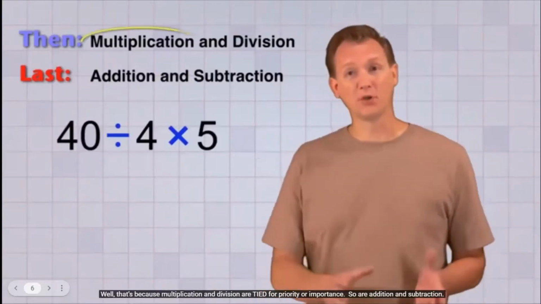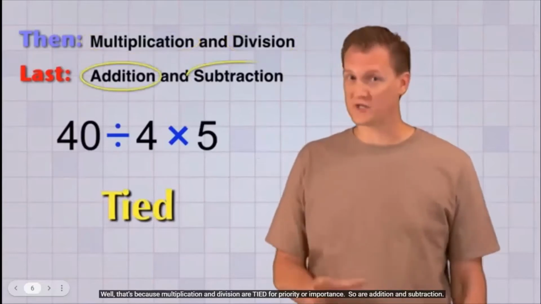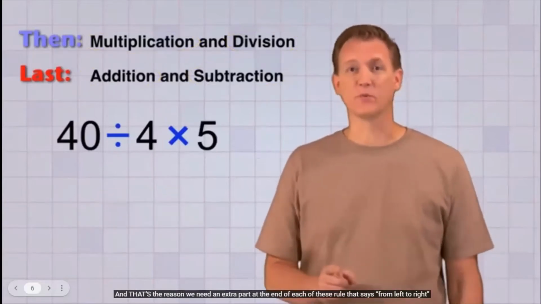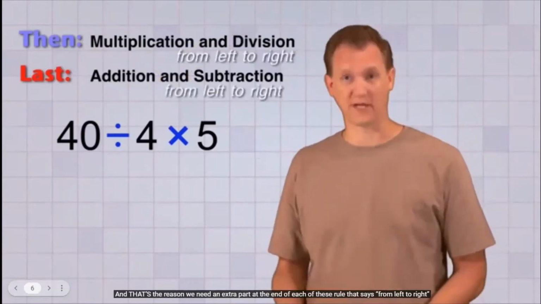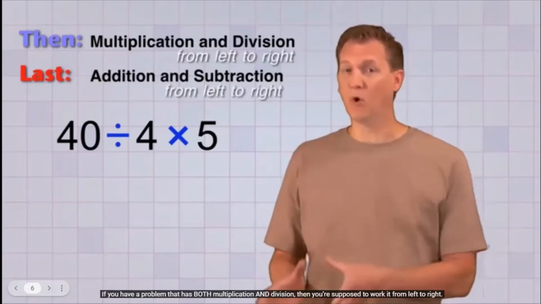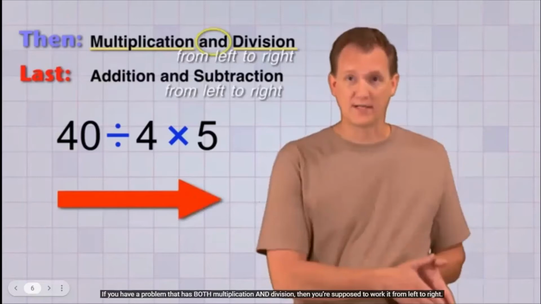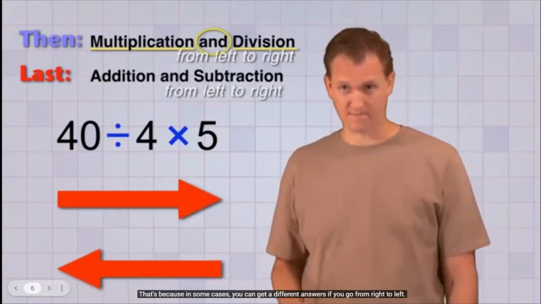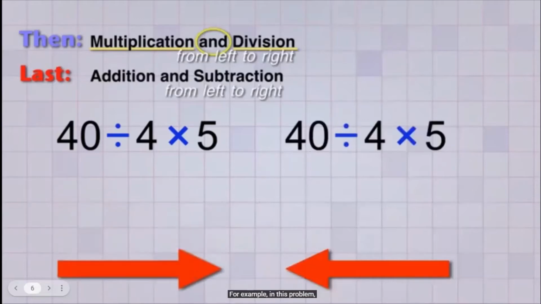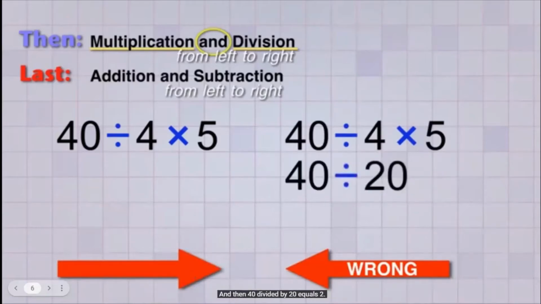Well, that's because multiplication and division are tied for priority or importance. So are addition and subtraction. And that's the reason we need an extra part at the end of each of these rules that says from left to right. If you have a problem that has both multiplication and division, then you're supposed to work it from left to right. That's because in some cases, you can get a different answer if you go from right to left. For example, in this problem, if you work from right to left the wrong way, you would do the 4 times 5 first and get 20. And then 40 divided by 20 equals 2.